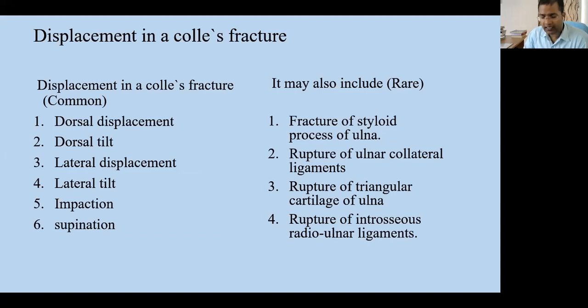So commonly these 6 types of displacement occur in Colles' fractures. Number 1 is distal displacement. Second, dorsal displacement and dorsal tilt. Lateral displacement, lateral tilt, impaction and supination. So you can understand it like this. Suppose this is the complete radius bone, and when it is fractured, there are 2 fragments. This is the proximal segment, and this is the small distal segment. After the fracture, it gets displaced dorsally.